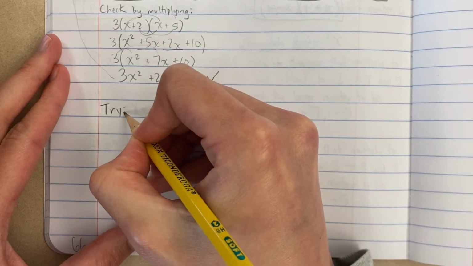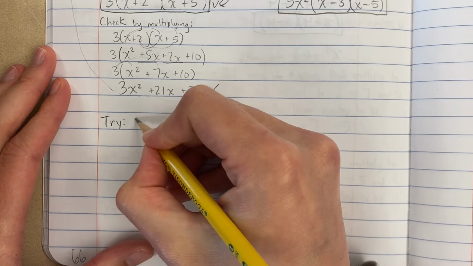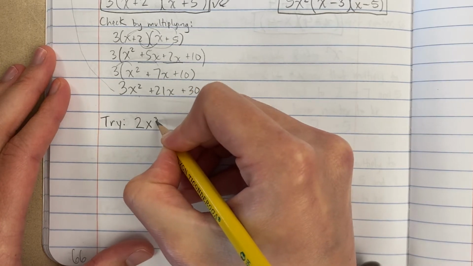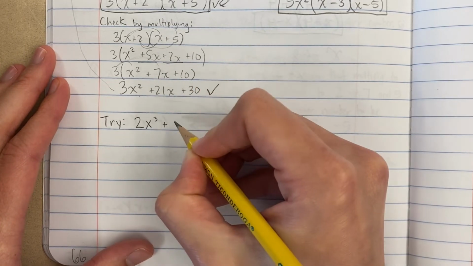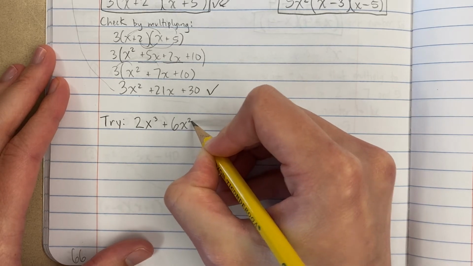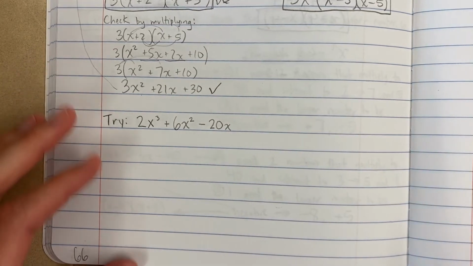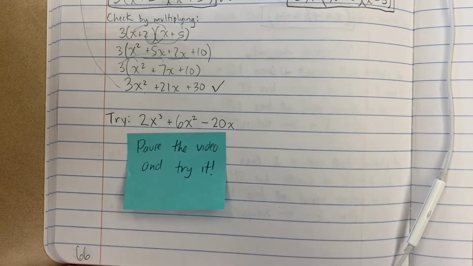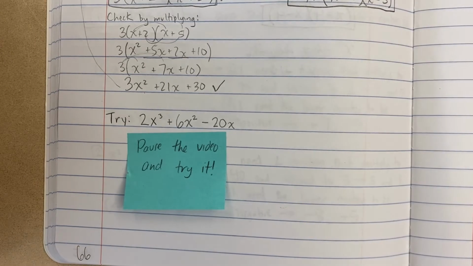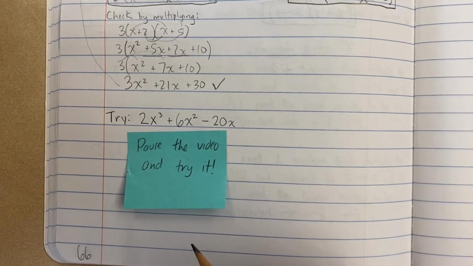I think it's really important that you try this right now while it's fresh in your mind. So I'm going to give you a problem to try, and then you're going to pause the video and try it right now. Okay, that is your problem to try. So right now you are pressing pause on the video and trying it, and when you press play, I'm going to go over it.